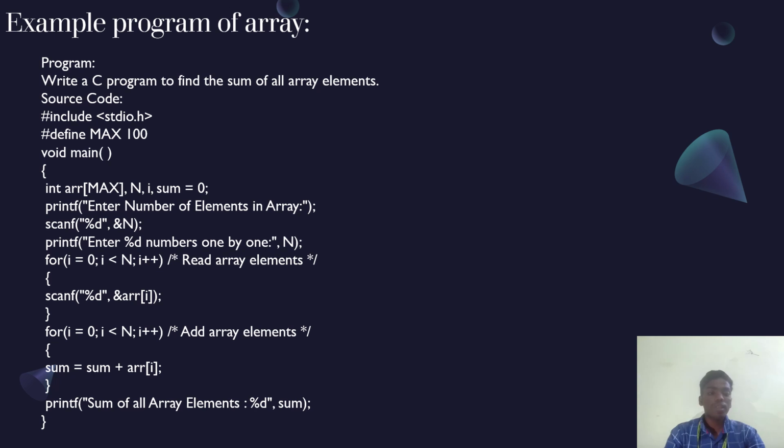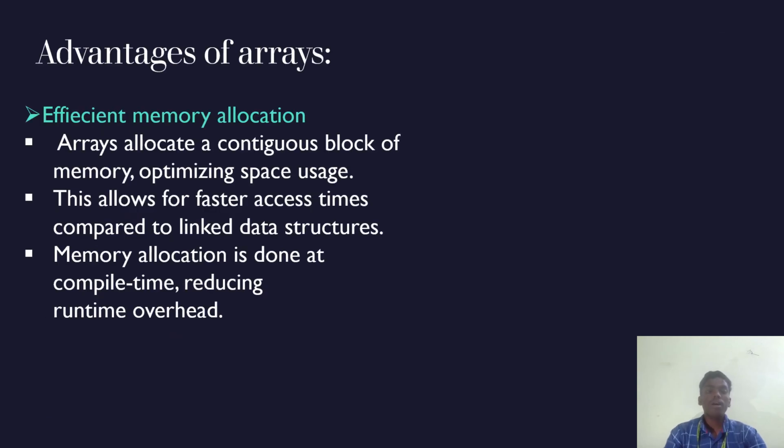So to read array elements, we need one for loop and scanf. First, i is equal to 0 and i less than n, i plus plus. Suppose we are giving 6 elements, n will be 6 and it will store 6 elements. And the next for loop is to add those elements, and here sum is equal to sum plus arr[i]. arr[i] means it will take the values one by one, and it will add to the sum. And finally, after the for loop, you will print the sum, and finally end of the program. And now we will see what are the advantages of arrays.